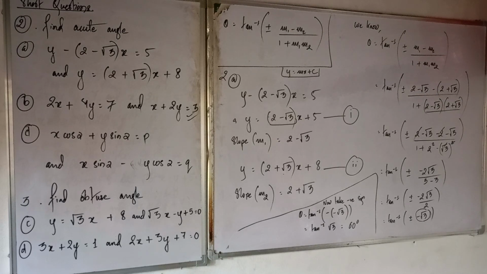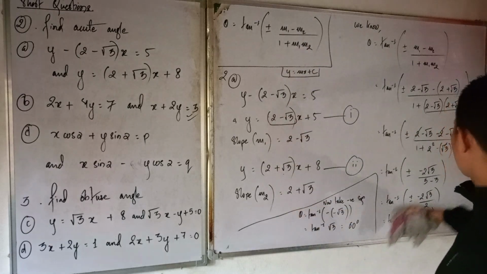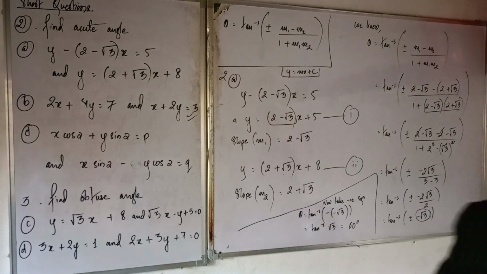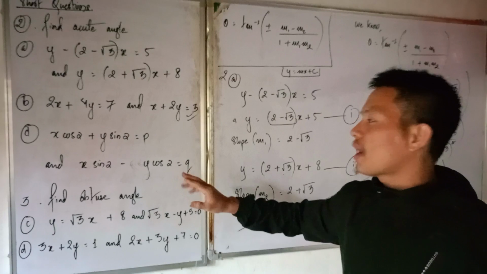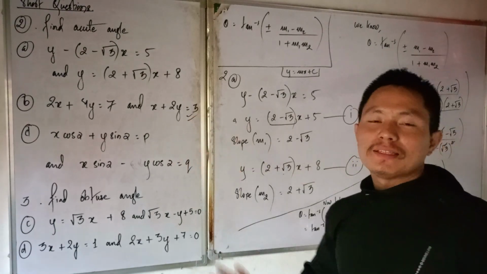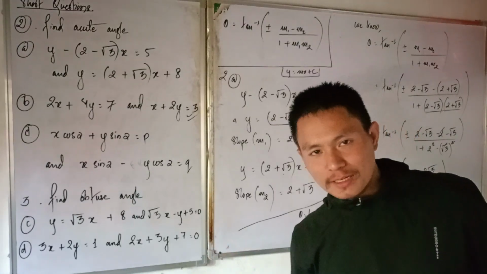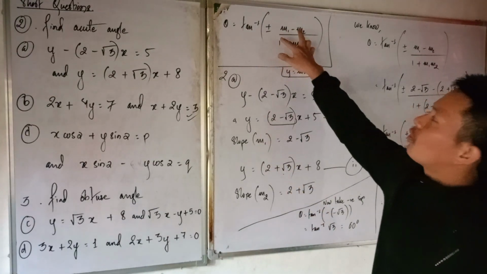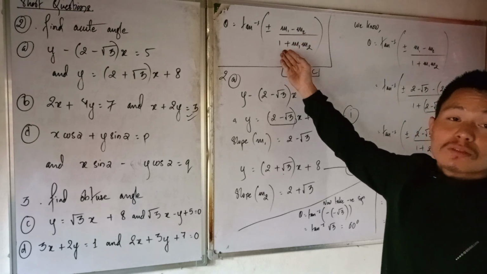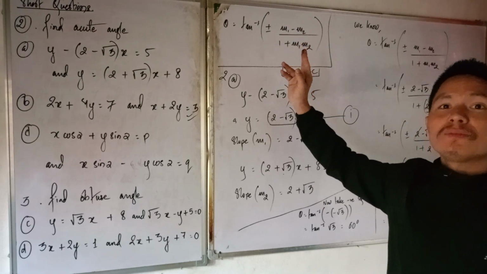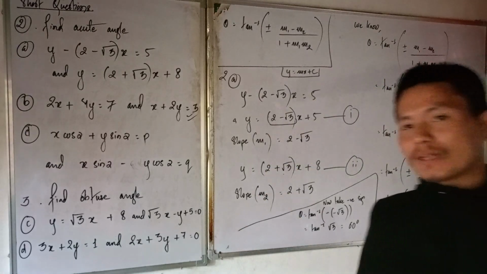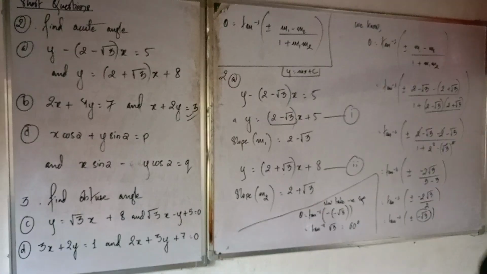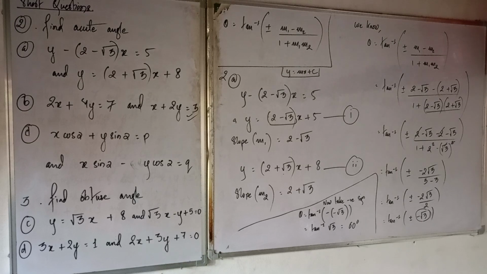After finishing 2a, I'll go to 2b. The formula is the same, so this is how you do it. 2a, b and d, I'll do all. First you have to find the slope. After finding the slope, you just use this formula, and the negative value gives the obtuse angle and the positive value gives the acute angle. Okay, let's move on to the next problem.